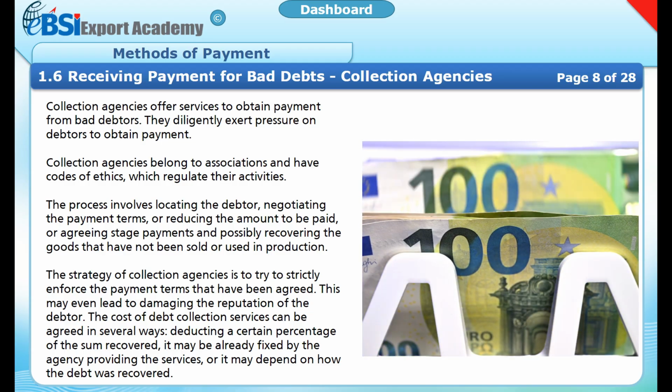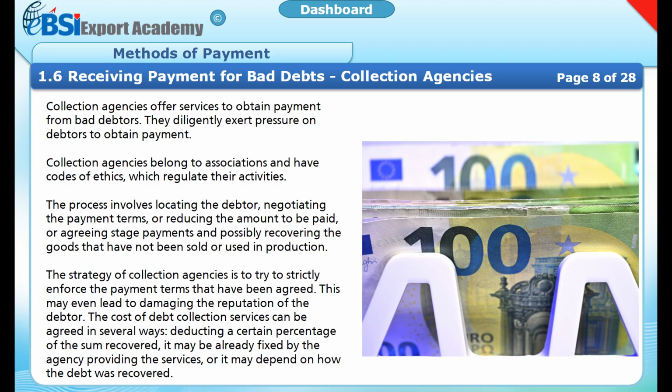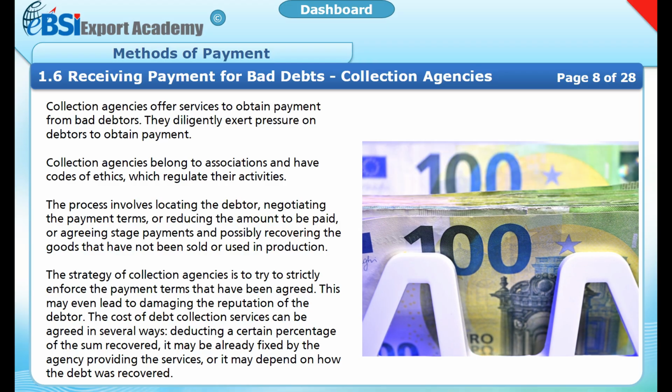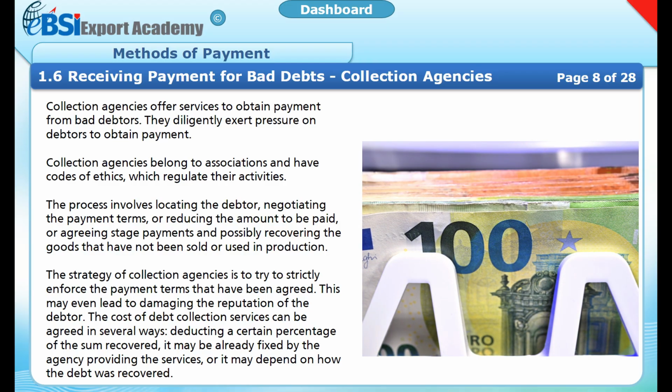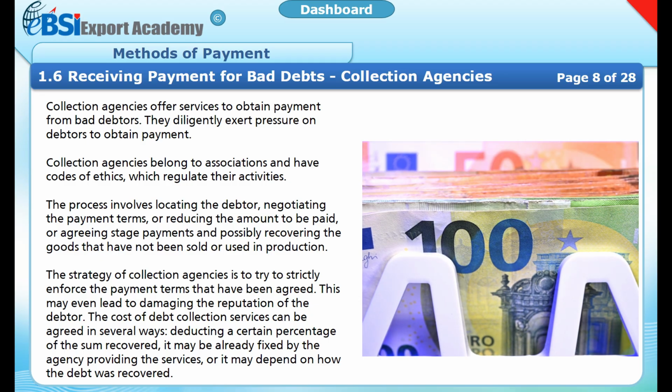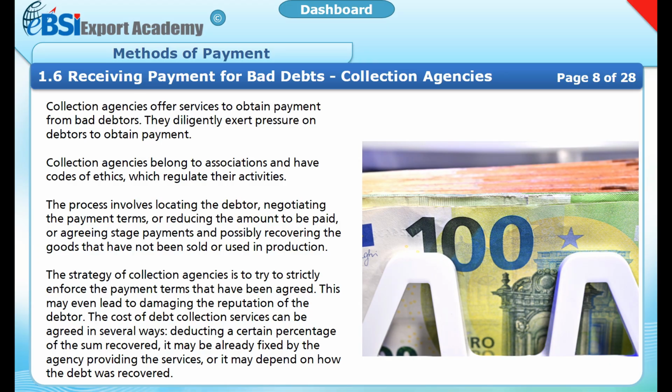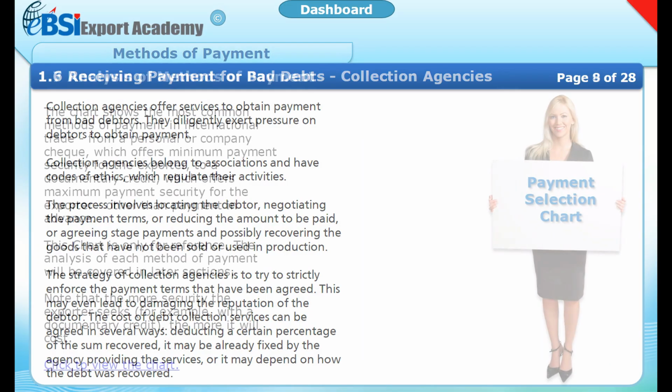The cost of debt collection services can be agreed in several ways. Deducting a certain percentage of the sum recovered, it may also be fixed by the agency providing the services, or it may depend on how the debt was recovered. Click through to learn more about credit risk insurance.